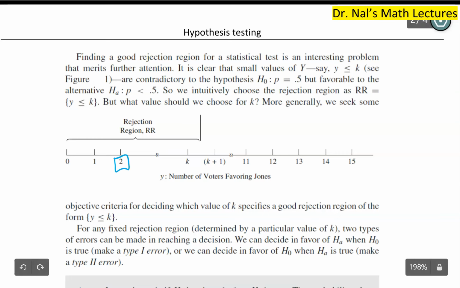In our example, we choose y less than or equal to 2, right? But it can be 3 and so on. But as k becomes larger and larger, our hypothesis test will be less strong, and that's exactly what we want to talk about next. First the question is, what value should we choose for k?